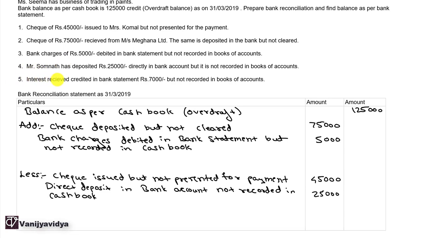Next, fifth, interest received credited in bank statement, rupees 7,000, but not recorded in the books of account. There is some interest which is received and it is recorded in the bank statement on the credit side. So to that extent, our overdraft balance has reduced in the bank statement, but the same is not recorded in the books of accounts. So as per books of accounts, our overdraft balance is greater by 7,000 as compared to the bank statement. So in the bank reconciliation statement, we have to reduce 7,000. Now let's prepare a working note for this.